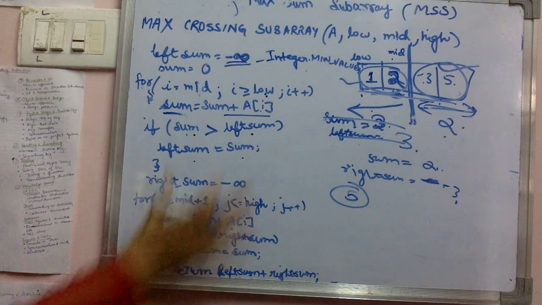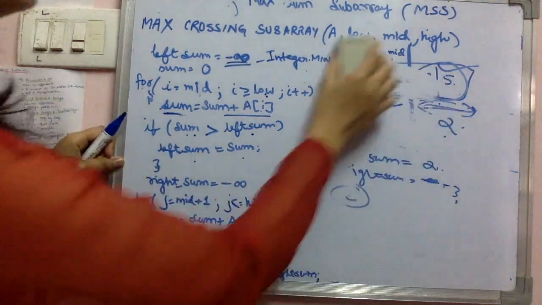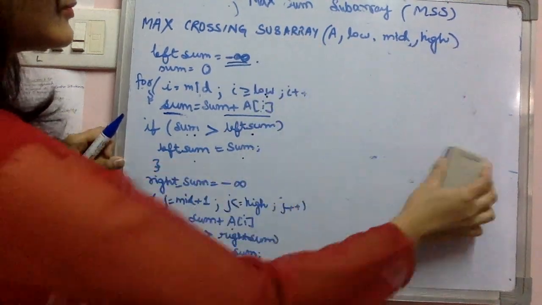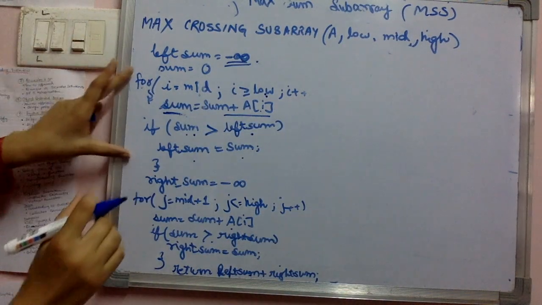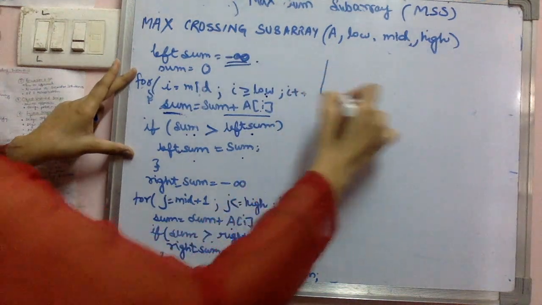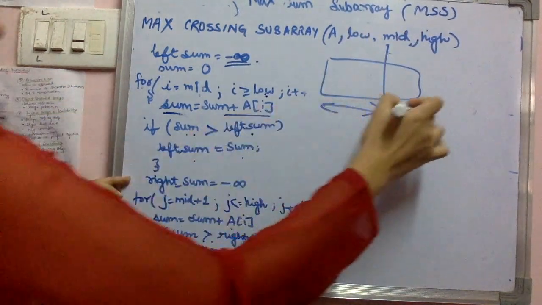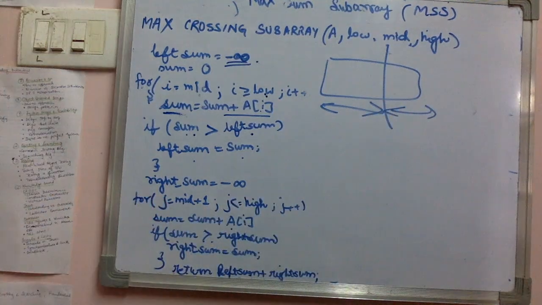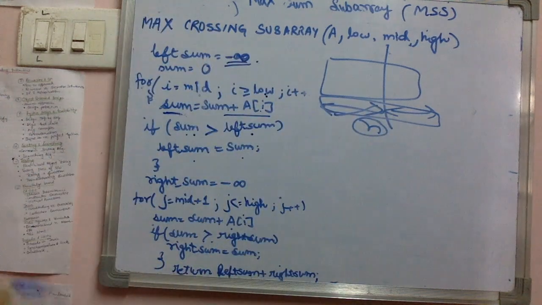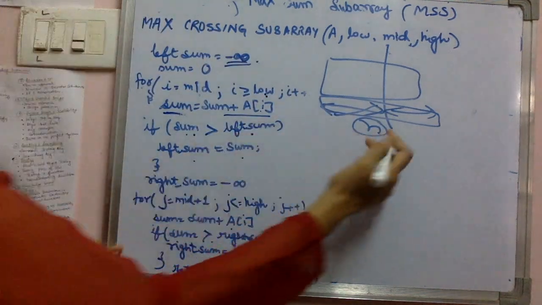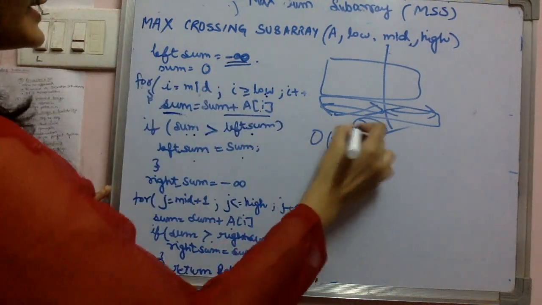So let's quickly see the running time for this algorithm. If you see, this loop will run for half of the values and this other loop will run for the other half of the values. So total number of elements, how many are there? N, and this entire algorithm is going to run n number of times. So its complexity is order of n.